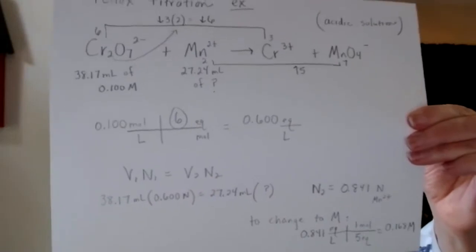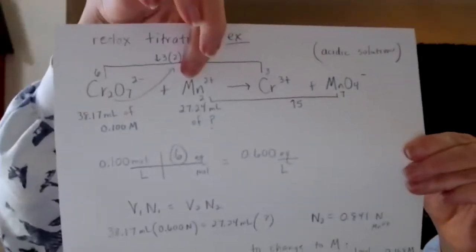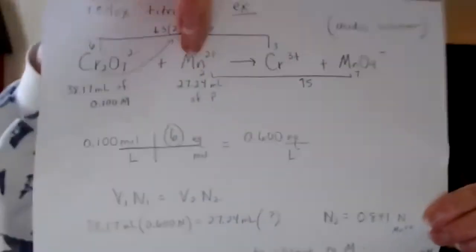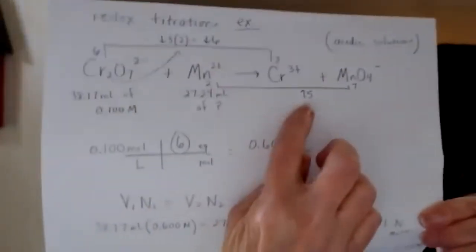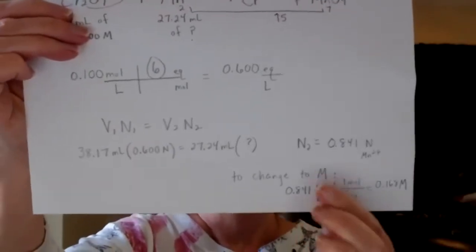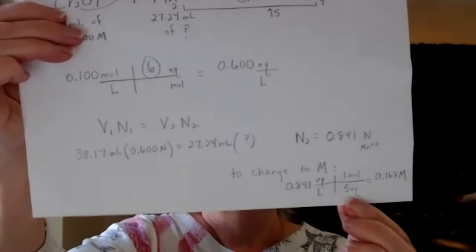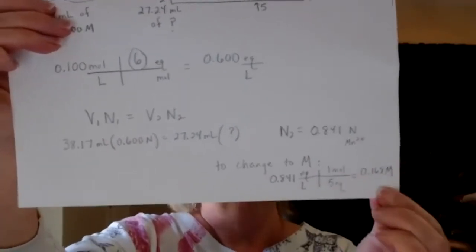Now, what if the question said, we don't want the normality of that, we want it in molarity? The reason they ask it that way is they're trying to trick the student into using VM equals VM. You've got to convert to normality and then convert back to molarity. Well, how do I do that? If I know the normality of this manganese 2 and I see that it changed by 5, I'm going to take the normality to cancel my equivalents, divide by the change of 5, and I've got my molarity.